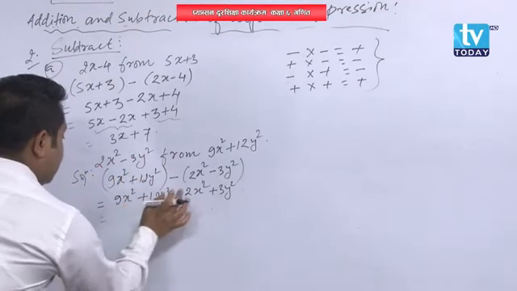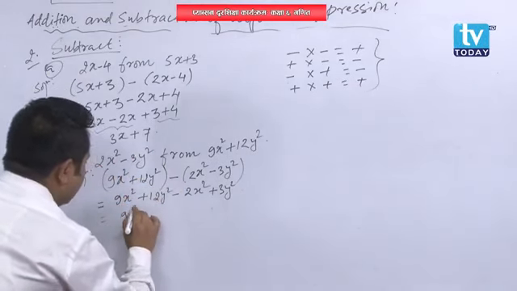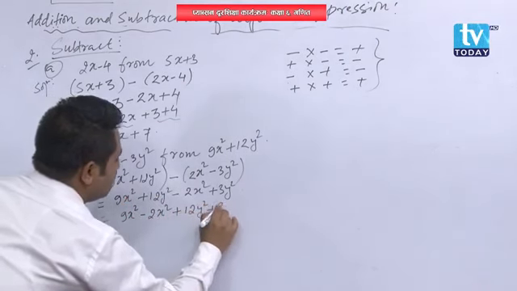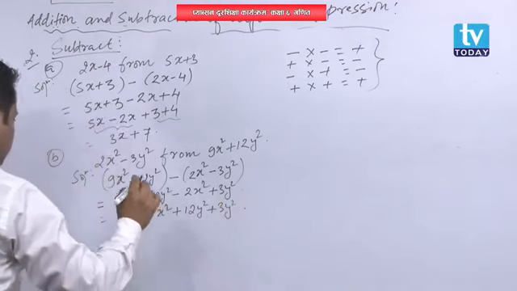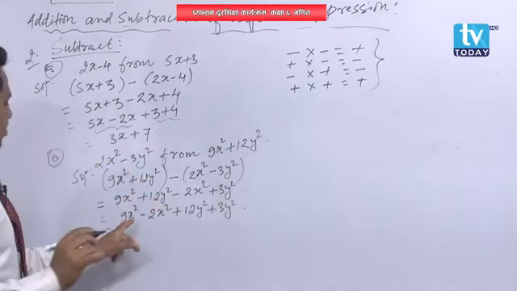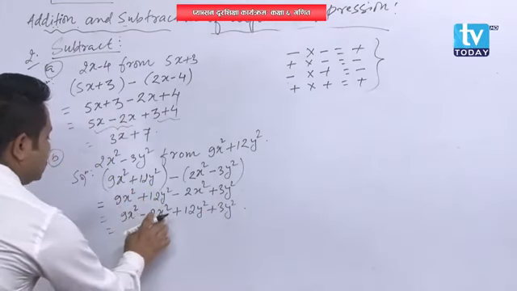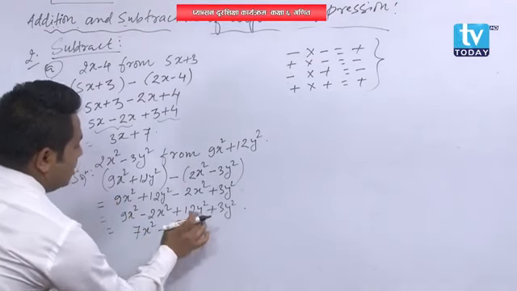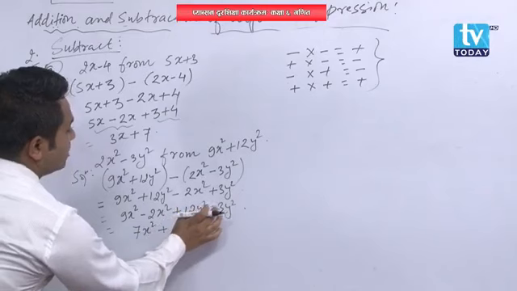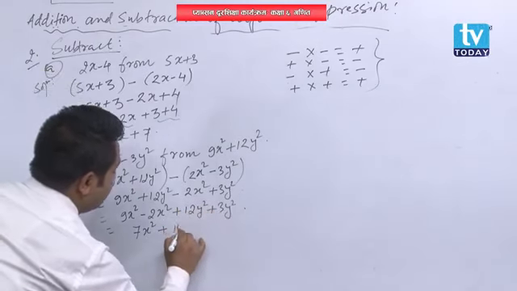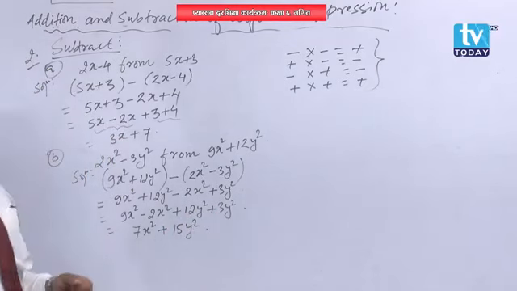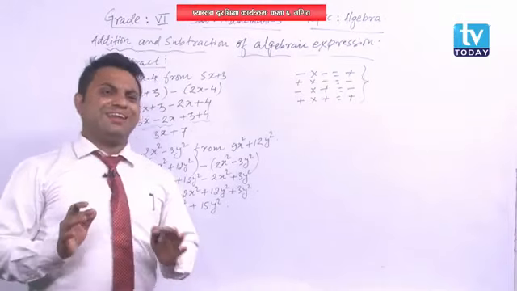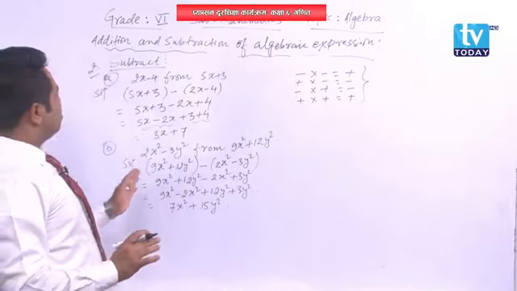Now again we have to arrange the like terms. 9x square minus 2x square plus 12y square plus 3y square. So this is also like terms, please see here. X square, that means 9 minus 2, 7. 7x square plus y square, like terms, 12 plus 3, 15. 15y square. You have to arrange the like terms first and simply add the coefficients of like terms. Is that clear? Understood? Now I'll add more questions.